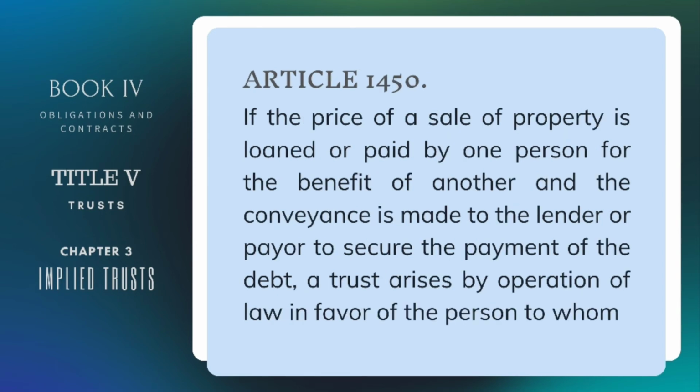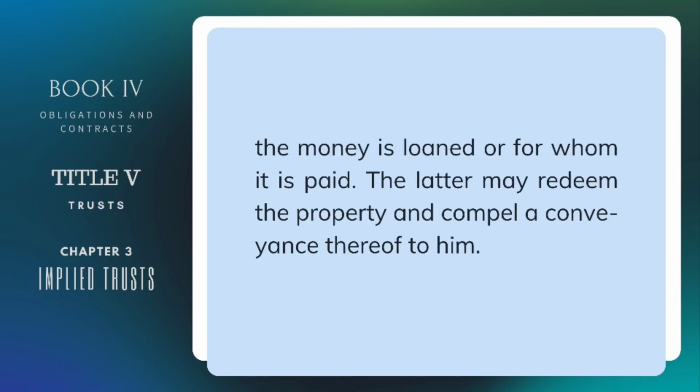Article 1450. If the price of a sale of property is loaned or paid by one person for the benefit of another, and the conveyance is made to the lender or payer to secure the payment of the debt, a trust arises by operation of law in favor of the person to whom the money is loaned or for whom it is paid. The latter may redeem the property and compel a conveyance thereof to him.